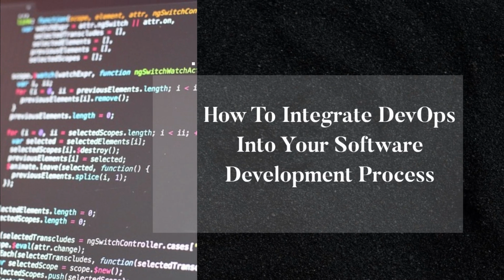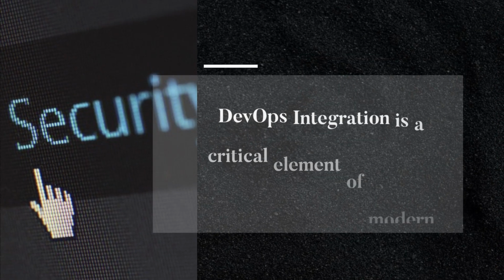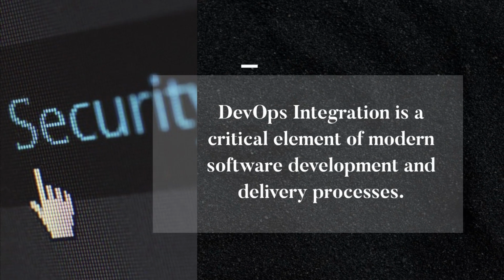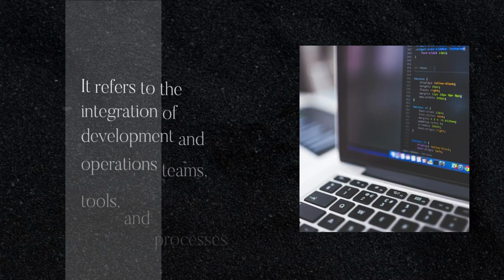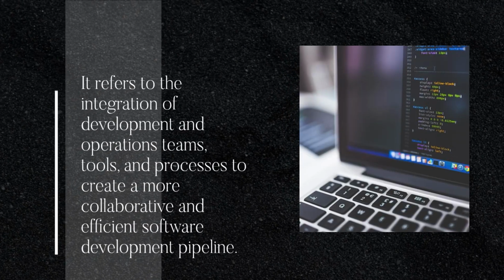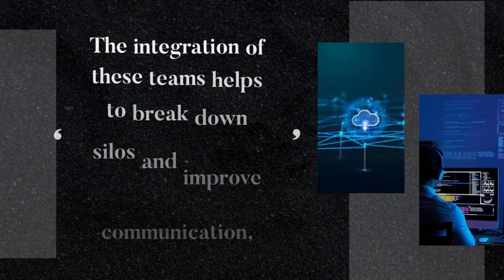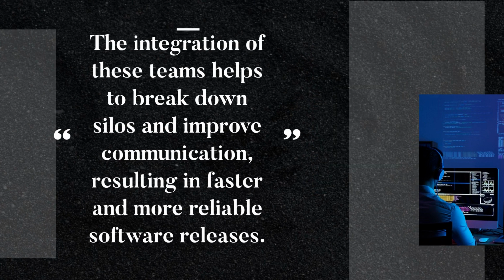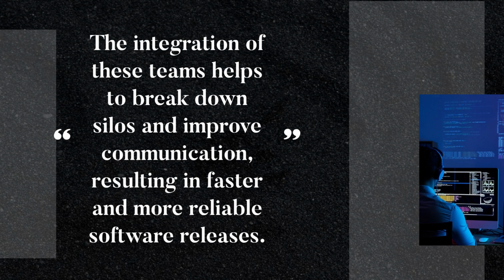How to integrate DevOps into your software development process. DevOps integration is a critical element of modern software development and delivery processes. It refers to the integration of development and operations teams, tools, and processes to create a more collaborative and efficient software development pipeline. The integration of these teams helps to break down silos and improve communication, resulting in faster and more reliable software releases.